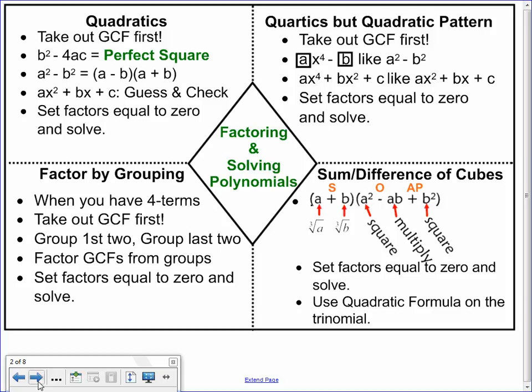Then you have factor by grouping. This is really easy to recognize, right? Four terms, when you have four terms. Take out your GCF first, group the first two, group the last two, factor out the GCFs, set them equal to 0, and solve, right? We know how to do this.